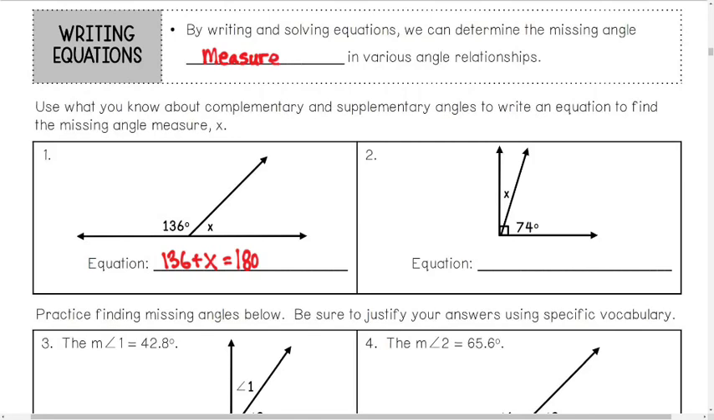Number 2, is this complementary or supplementary? Well, we see a right angle here, that's 90 degrees, and there's two angles, so that's one pair. That means it has to be complementary. So we would say x plus 74, and that is equal to 90 degrees.